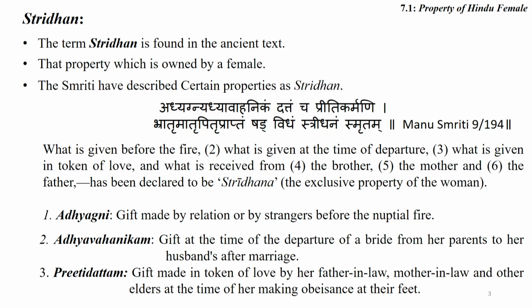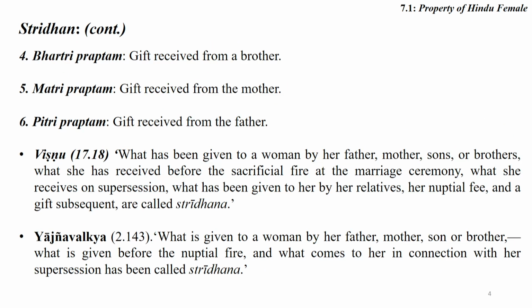Adhyagni, Adhyavanikam, Preeti Dattam. The next is Bhratri Praptam, a gift received from the brother. Matri Praptam, a gift received from the mother. Pitri Praptam, a gift received from the father. So Manu identified 6 varieties of Stridhan. These are the different categories of Stridhan.